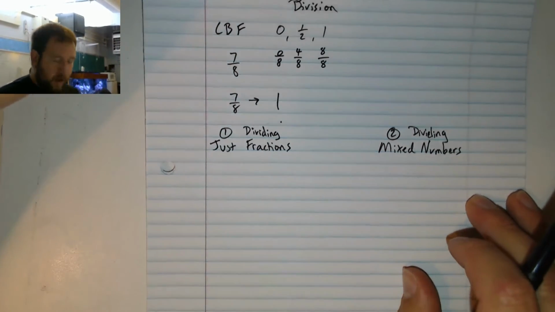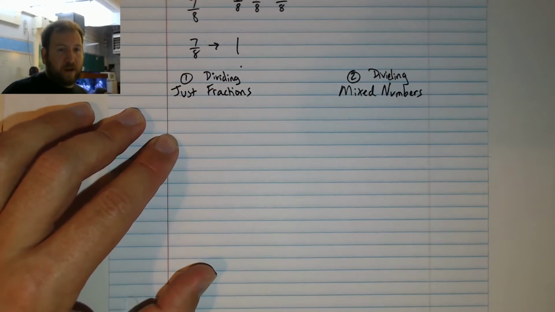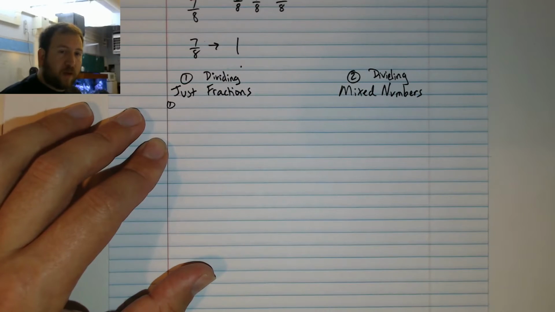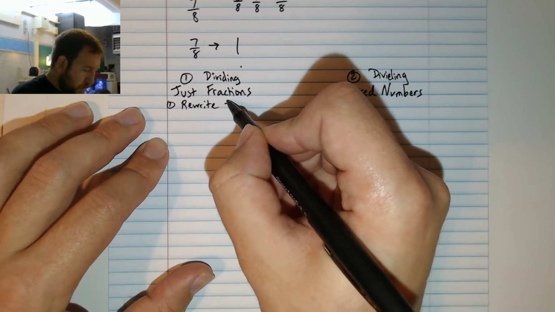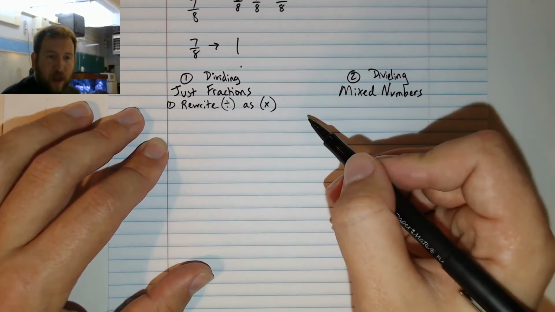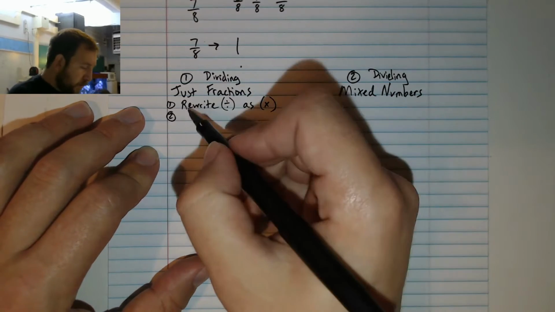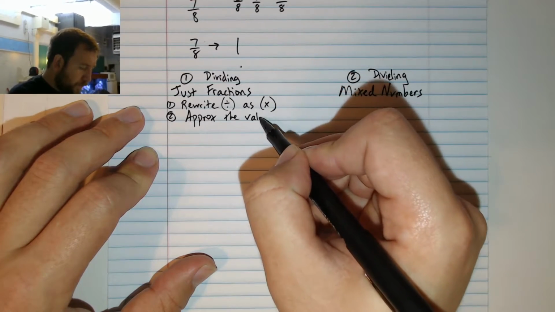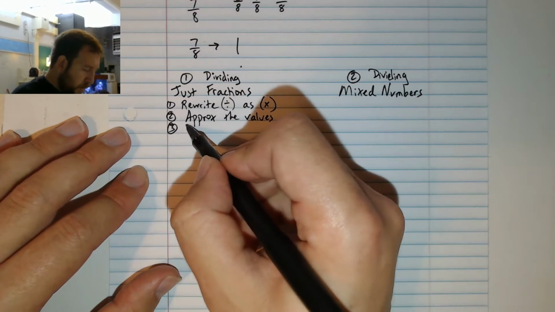All right, for example, let's take a look at these two different ways to do this. If we are just going to do fractions, we go like this. Our step one is we're going to rewrite the division problem as multiplication. Rewrite division as multiplication. Number two, we're going to approximate the values. And then finally, we multiply.